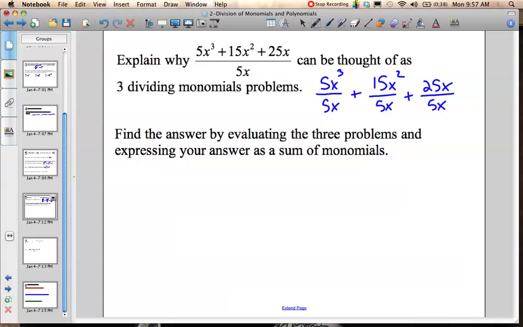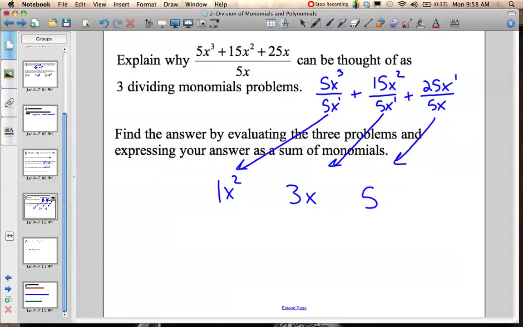The first one, 5 divided by 5 is 1. And now let's subtract those x's. I'm going to put my exponent of 1 on bottom. So I get 1x squared. 15 divided by 5 is 3. I have 2 x's on top. I have 1 on the bottom. When they cancel, I'm left with 1 on top. 25 divided by 5 is 5.